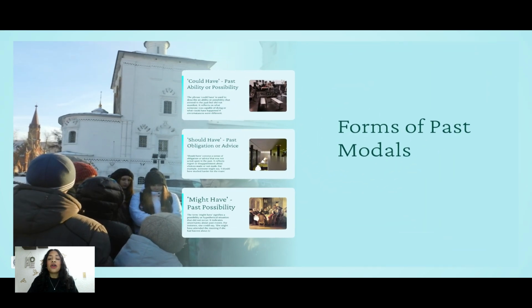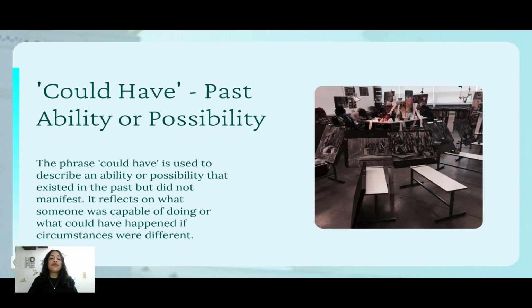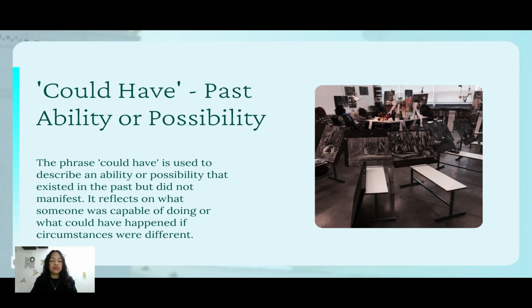For the past modal verbs, the first one is could. And remember, we need to add have after it. We use could to talk about ability or a possibility. Could have is used to describe an ability or possibility that existed in the past but did not manifest, or to reflect on what someone was capable of doing. So that was a possibility.